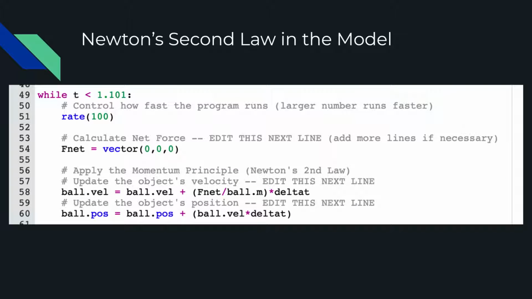So, how did we incorporate Newton's second law into the model? Well, as you can see, we have the net force as 0 here, and then we have the ball's velocity defined as the final velocity equals the initial velocity plus the net force divided by the mass times the change in time. This is the exact same equation as we defined earlier as being Newton's second law. We also have the same position equation saying that the final position is equal to the initial position plus the velocity times delta t, which should remain constant because we have a constant velocity.